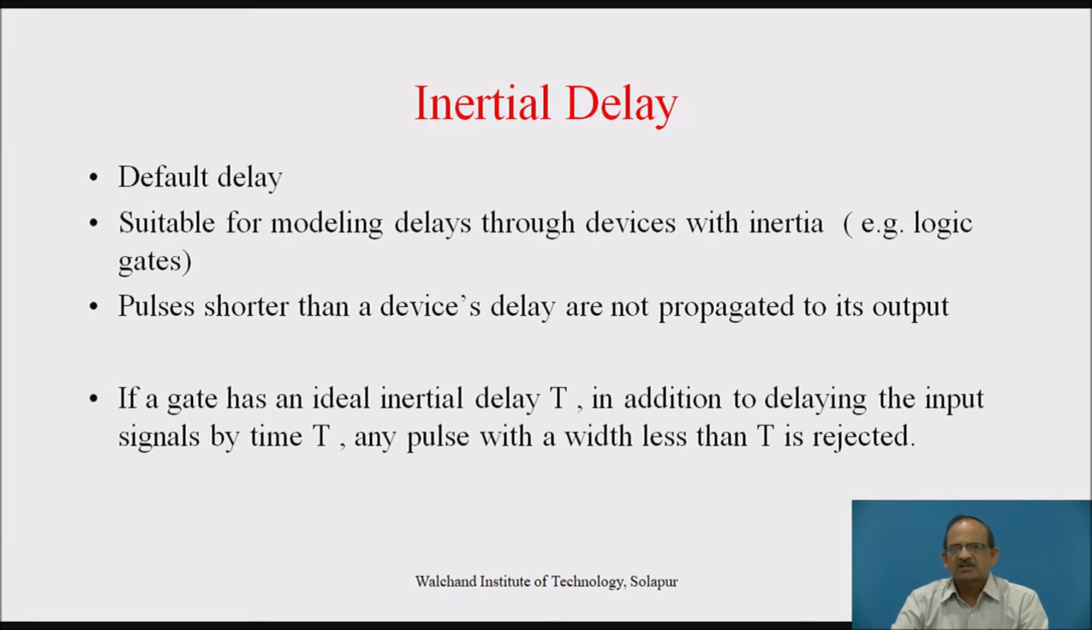For example, if a gate has an ideal inertial delay of t, then in addition to delaying the input signal by time t, any pulse with a width less than t is rejected.